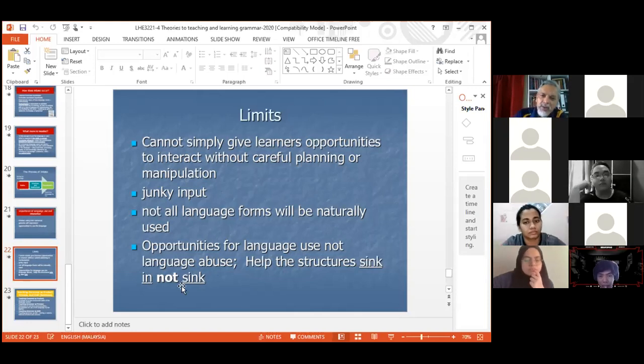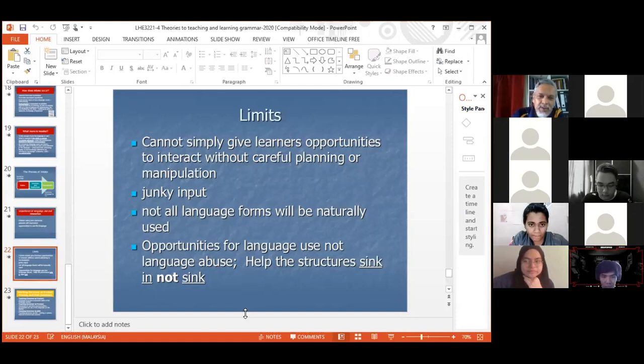Okay, so this is something that Rob Bedstone uses. Help the structures sink in, not sink. Sink in meaning to say, oh, we understand, we realize. Sink means that we drown. Sink in is fine. Sink is not fine, because when you sink, you drown and you die, right? Whereas when something sinks in, you understand something.